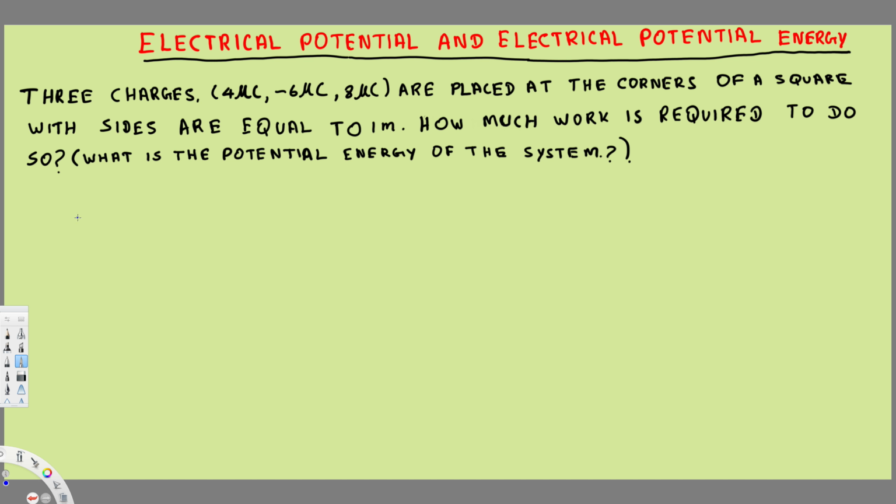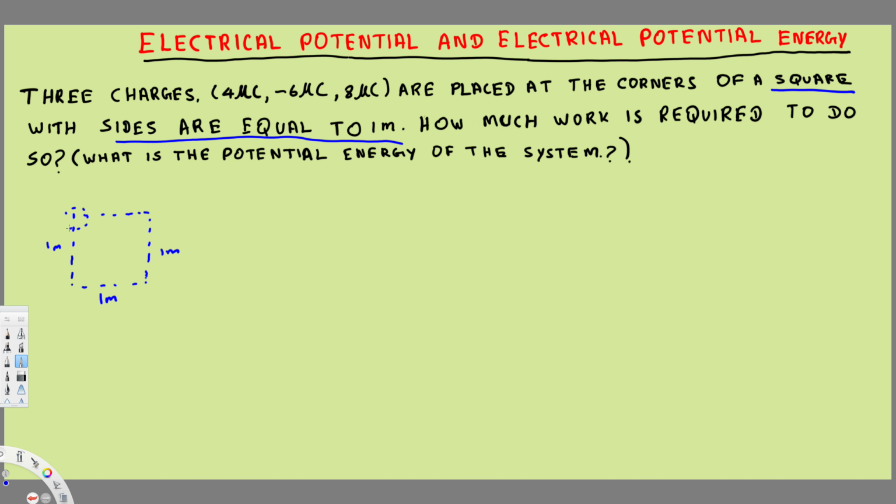First of all, they are mentioning this as a square with sides equal to 1 meter, right? So let's draw the diagram. So we have a square right here, and all the sides are equal to 1 meter, right? This is 1 meter, 1 meter, 1 meter. So we have three charges. You can place anywhere you want. So let's start right here.